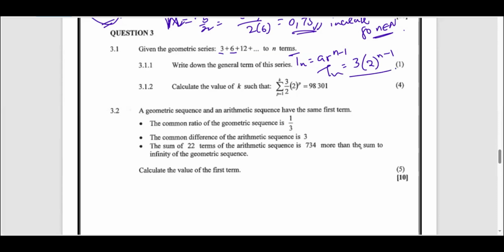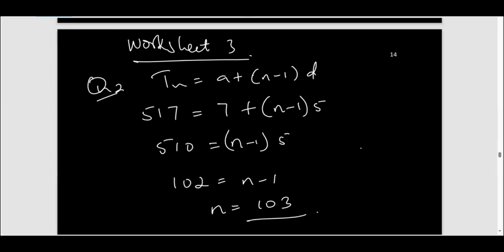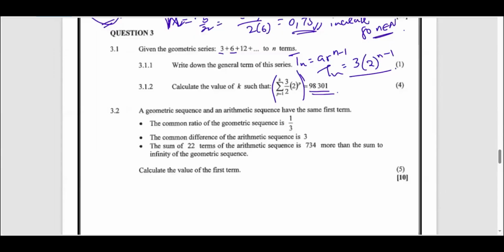Then 3.1.2, calculate the value of k such that the sum of everything here is equivalent to that. Let me jot it this side. This is 3.1.2. So they said the summation of p equals 1 up to k of 3 over 2 times 2 to the exponent of p. It's equivalent to 98,301.